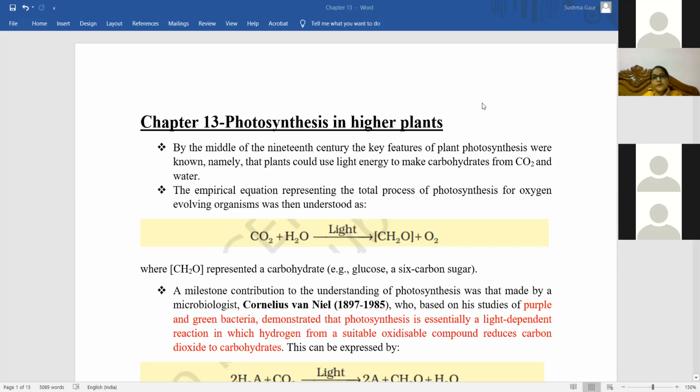Okay. So today we are going to start chapter number 13, that is photosynthesis in higher plants. I think this chapter is already started in your school, right? Yes, ma'am.